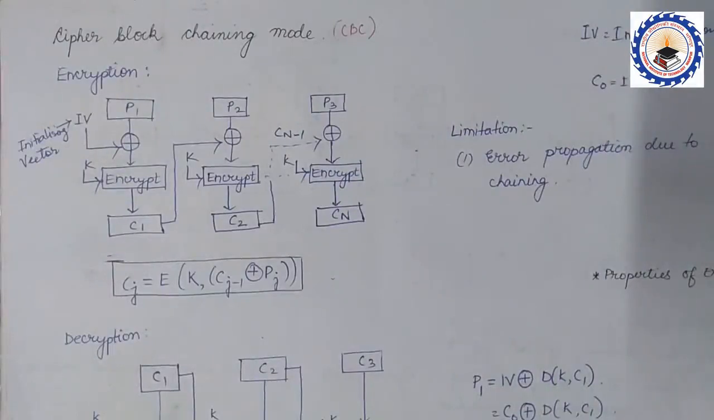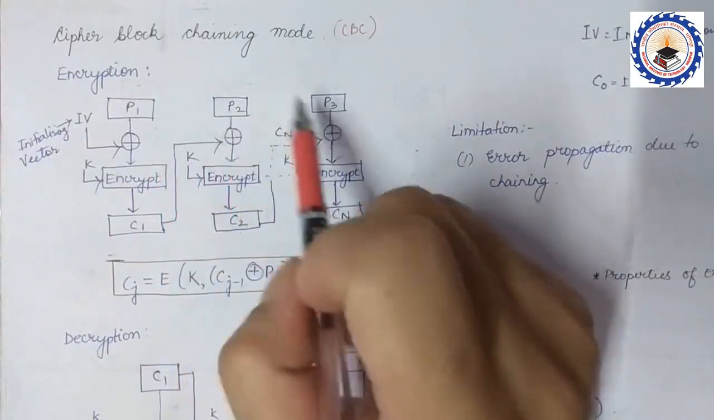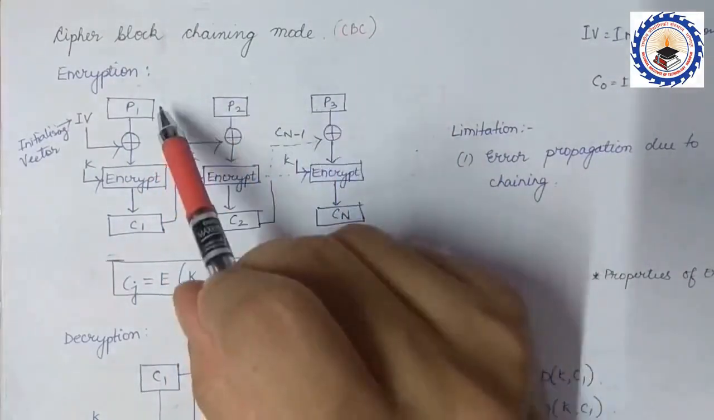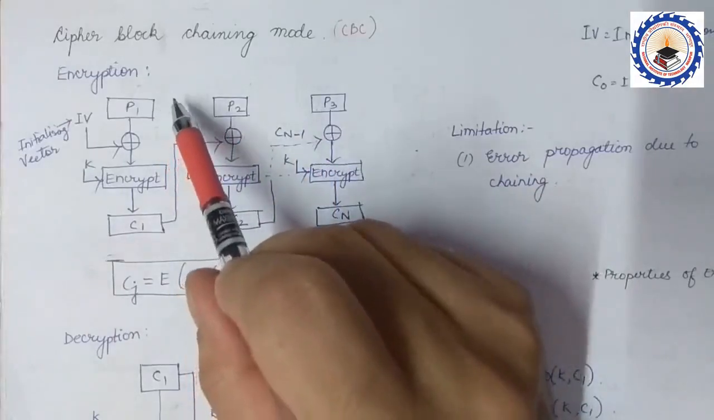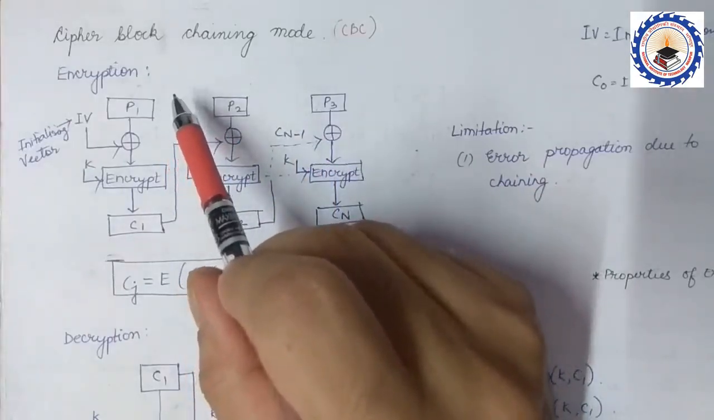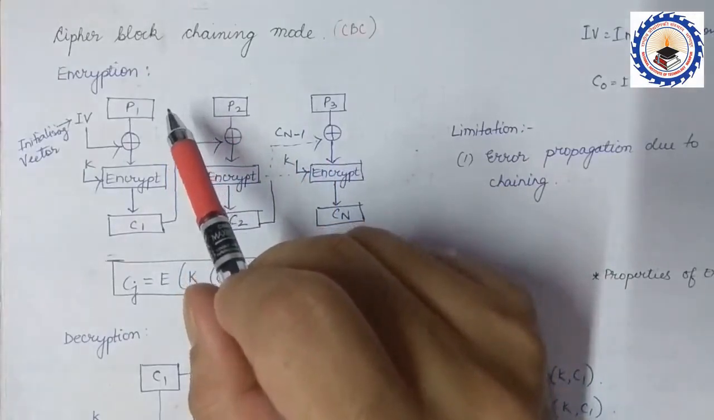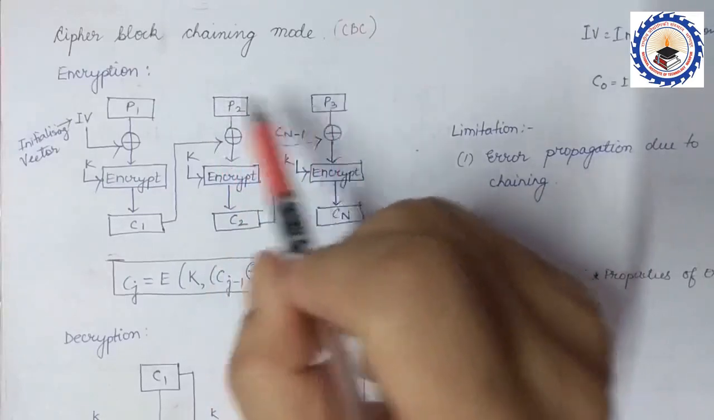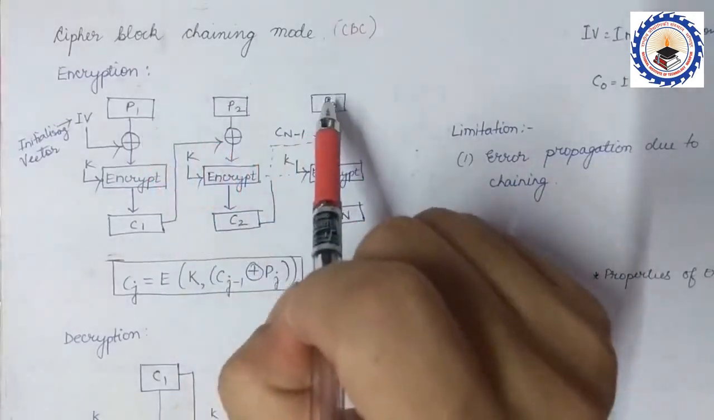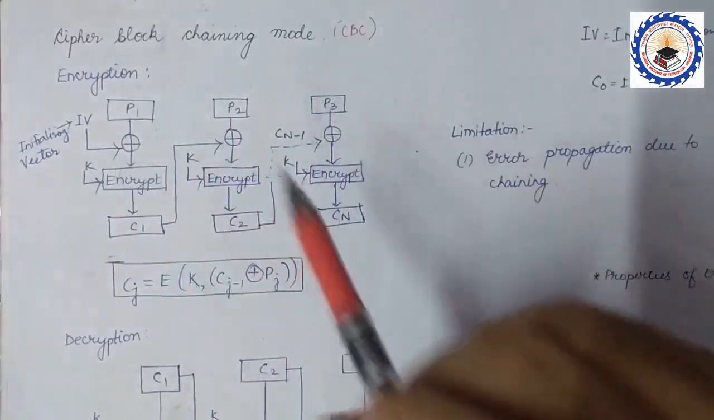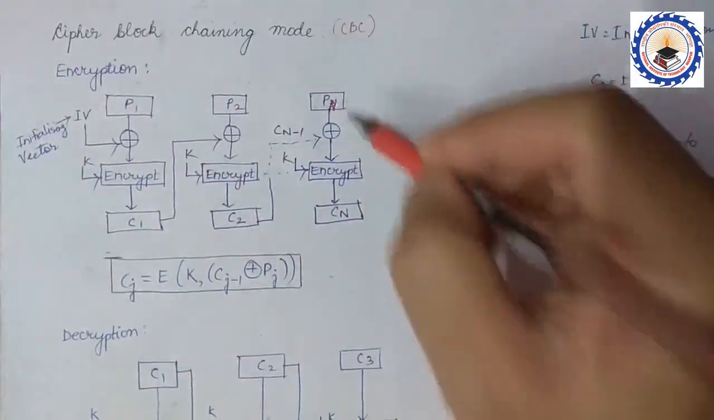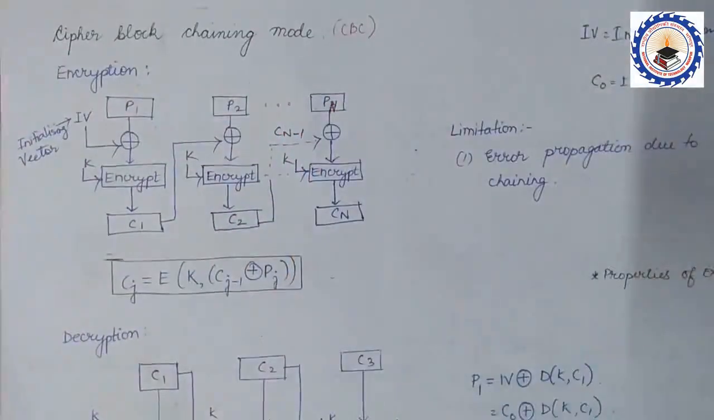First of all, we divide the given plain text into blocks. Each block will have a predefined size in number of bits. It may be 64 bits, 32 bits, or 128 bits, depending upon the given algorithm. For that algorithm, a particular block size is predefined. The sizes of P1, P2, P3 are all equal, up to Pn. So it is divided into n blocks.